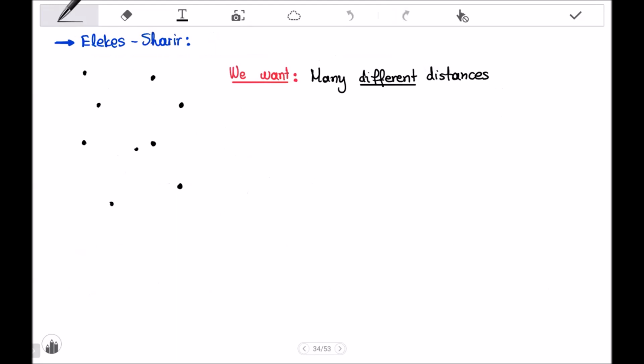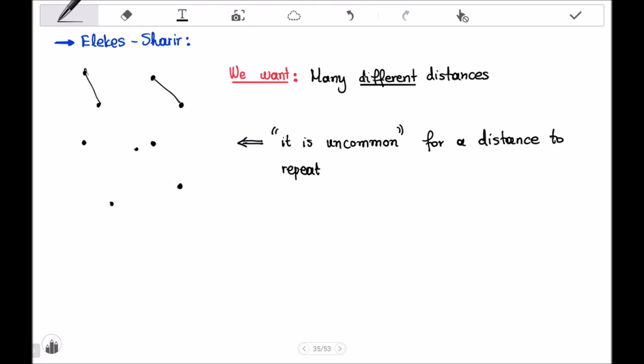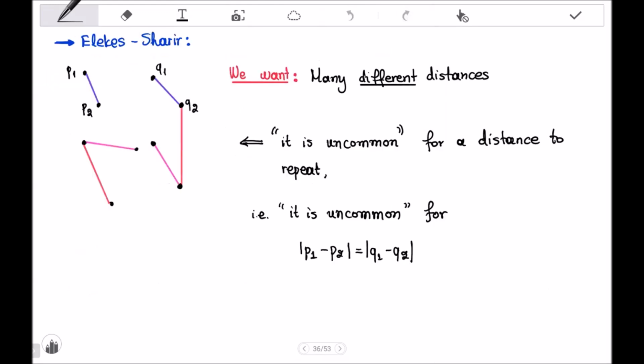So they said, we want to show that we have many different distances between these points. So we want to show that it is uncommon for distances to repeat. So here the distance repeats. That's bad, but it should be uncommon. So the idea was that it is uncommon to get pairs whose distances are the same. Quadruples like this in our set, P1, P2, Q1, Q2, that satisfy this equality. And the uncommon can be quantified via Cauchy-Schwarz. It's not hard.